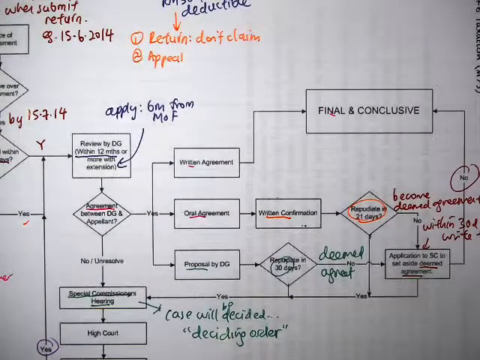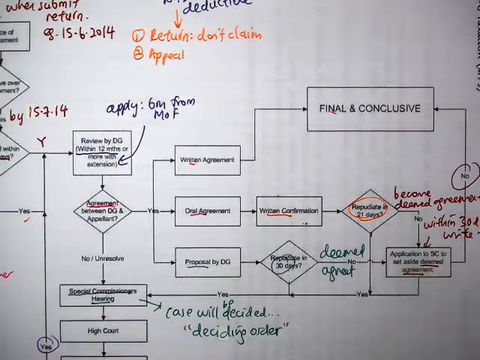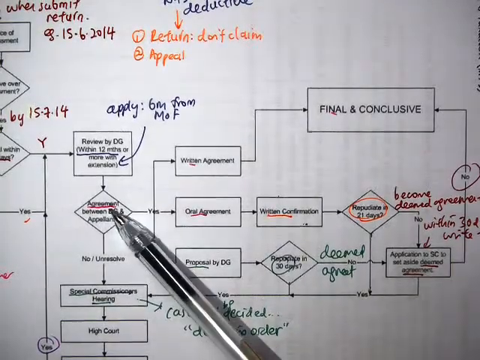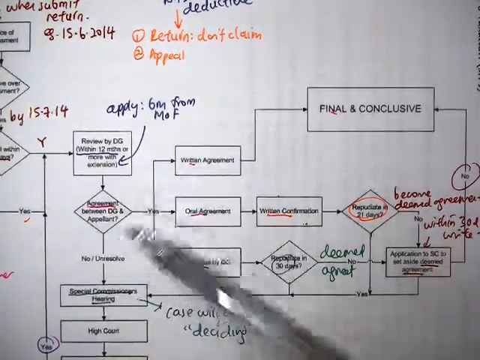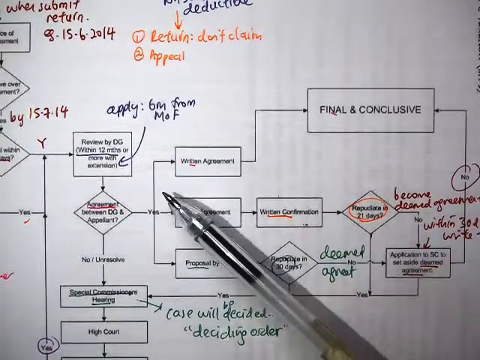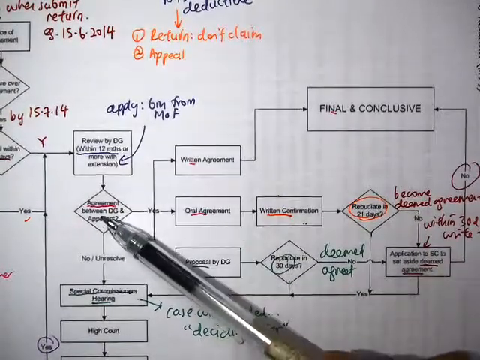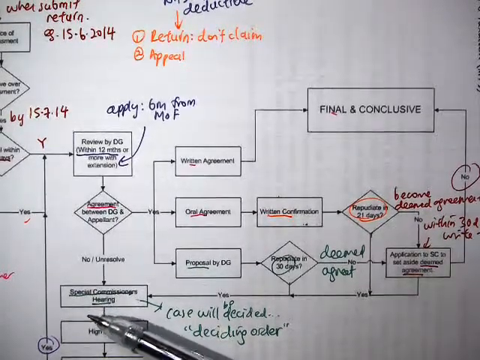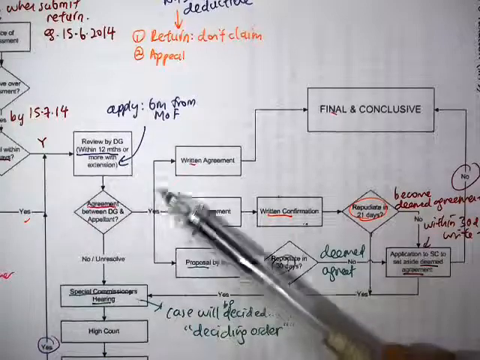The decision of the case is called a deciding order, and it becomes binding. So you have to follow it. This is the main difference from agreeing something with the DG, because when you agree something with the DG, you can negotiate. There's give and take. But once you go to a special commissioner, there's no give and take anymore. Either you win or you lose. So at the end of the day, you have to see which one you want.